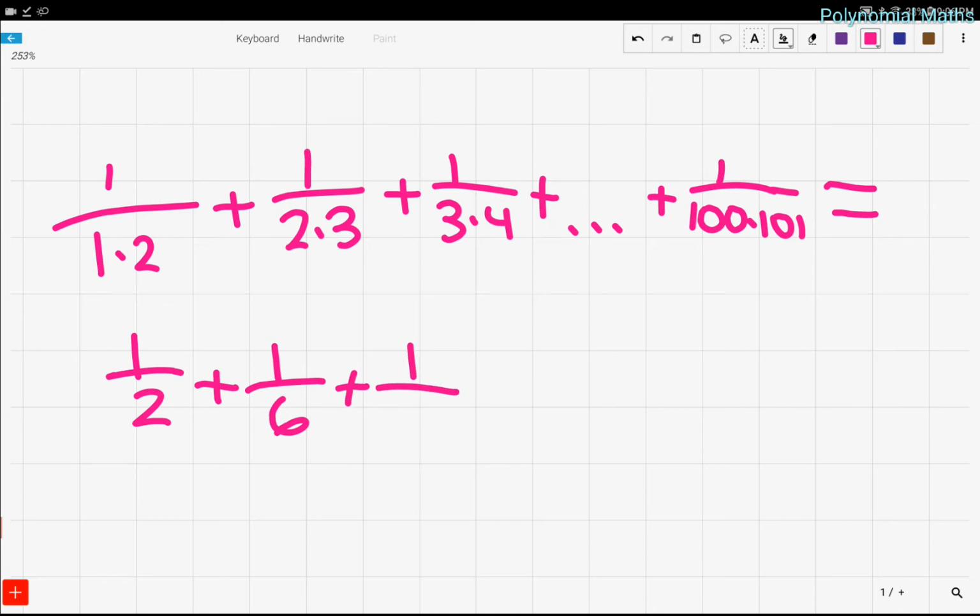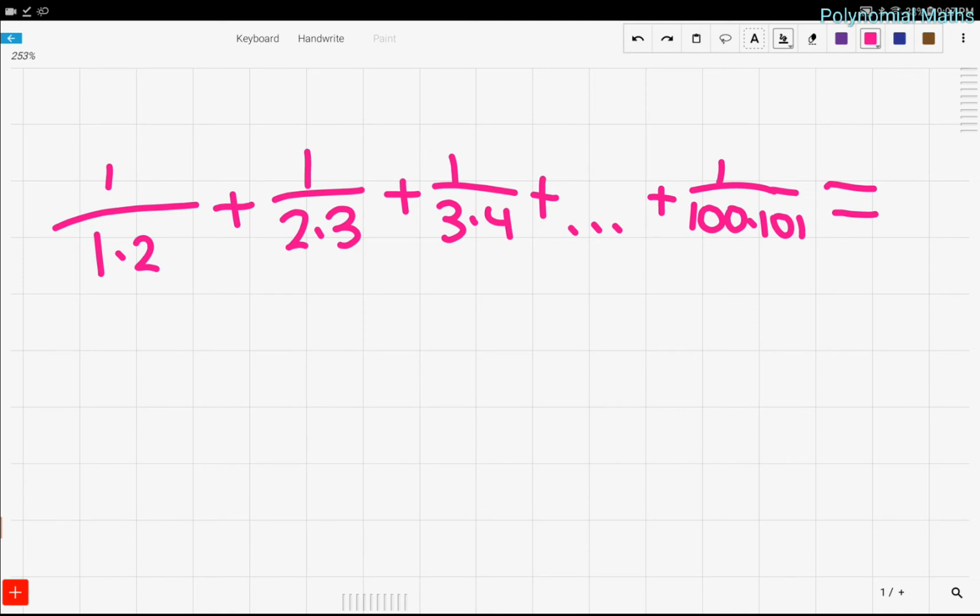Plus 1/2 plus 1/6 plus 1/12 plus ... What? We don't even know what the pattern is. We can't see a pattern. If you keep going, you don't really see a pattern. So how are we going to do this?